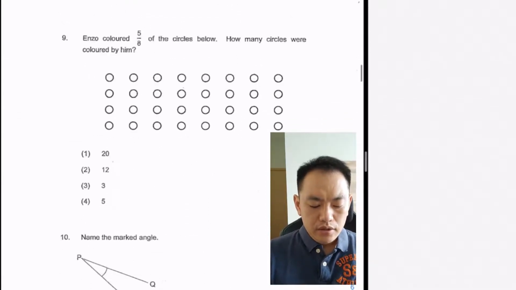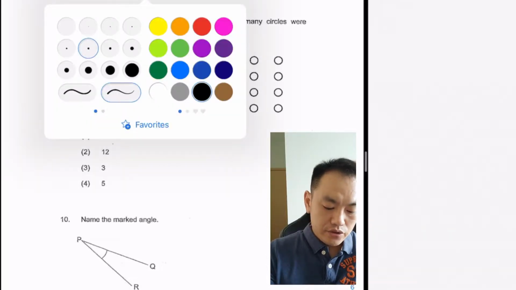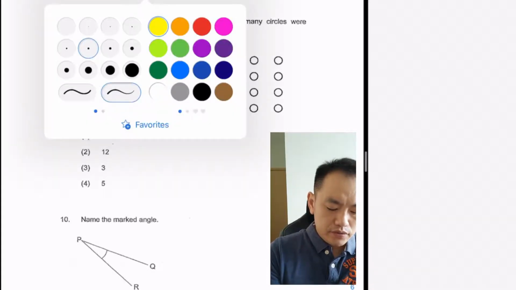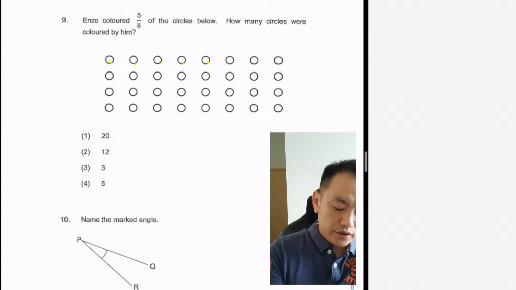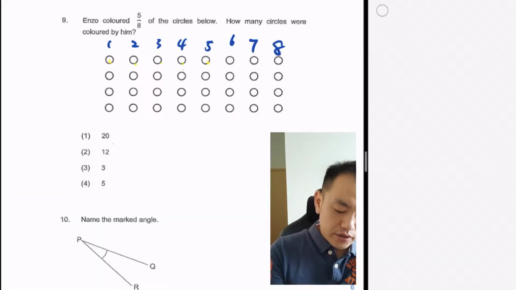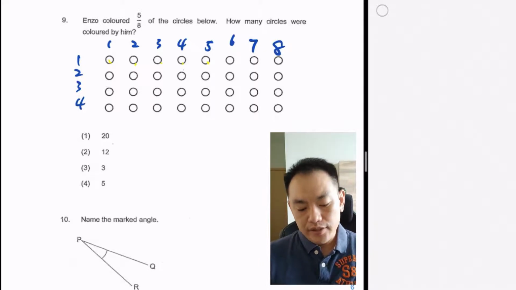Okay, let's move on to question 9. Enzo colored 5 out of 8 of the circles below. How many circles were colored by him? Okay, let's try this. Let me write this out. So every row you can count here, there's 1, 2, 3, 4, 5, 6, 7, 8. And then there are 1, 2, 3, 4 rows here. So every row there are 8 circles.